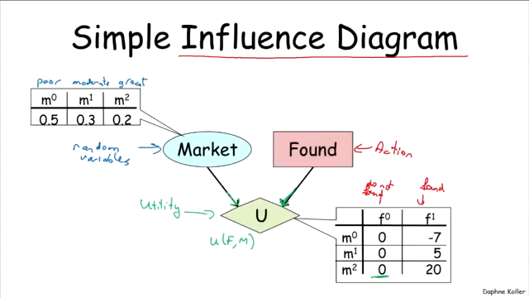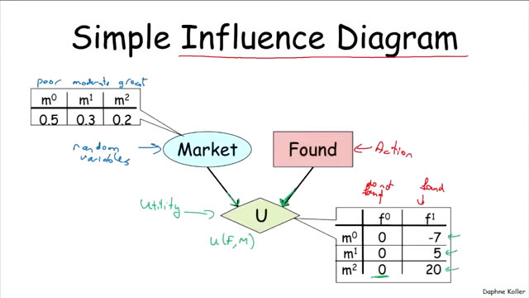And if the agent does decide to found the company and the market for widgets is poor, then his utility is -7. Say he invests a bunch of money and ends up losing all of it. If the market is moderate, his utility is 5. And if the market is great, his utility is 20.